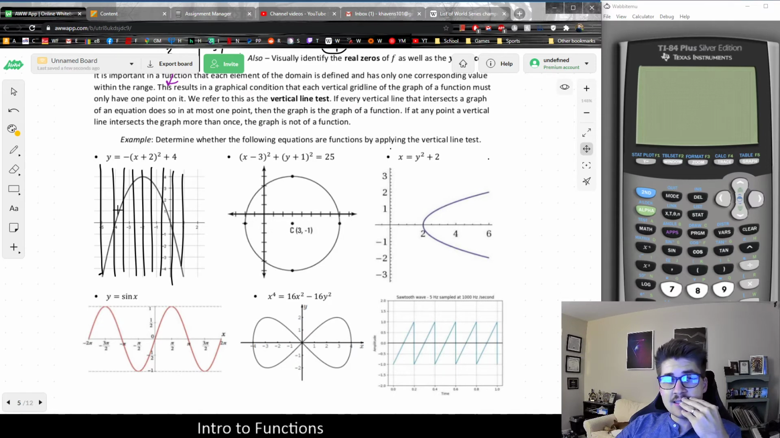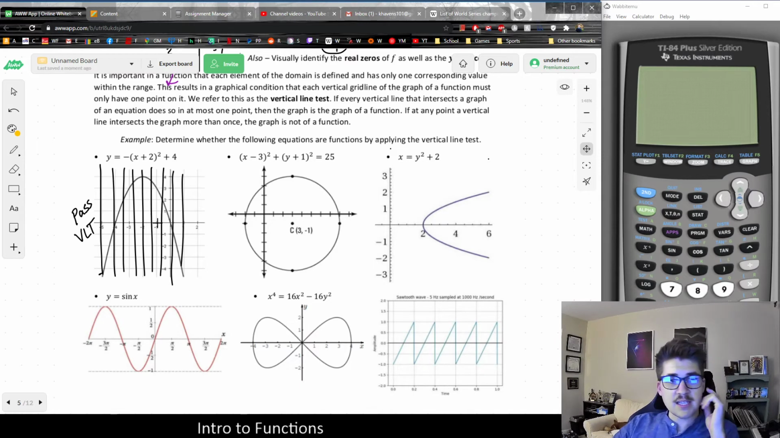But in this case, notice that each vertical line only crosses the graph of that equation one time. And if that's the case, we'd say it passes the vertical line test. So to reiterate, crossing more than once is bad. We'd say it fails. If it only crosses once or 0 times, we'd say it passes. So in summary here, we would say that this graph passes the vertical line test.